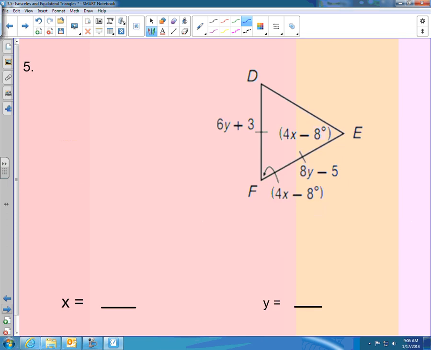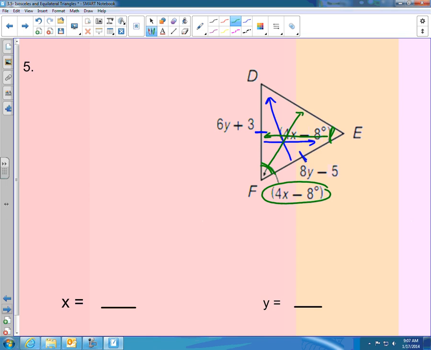All right, so looking here at problem 5. We see that our two sides here and here are congruent. So that means our opposite angles are also congruent. But we also see that these angles are congruent. So that means that these sides that are opposite are also congruent.